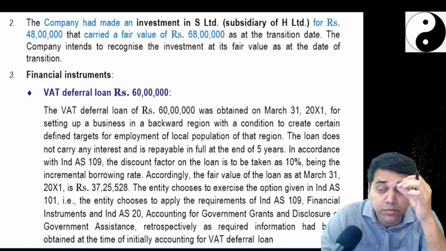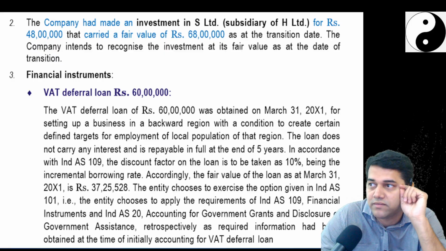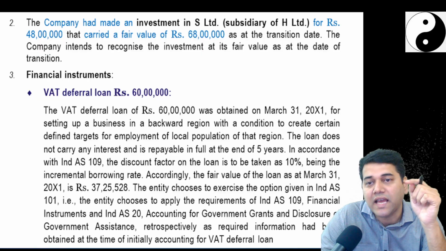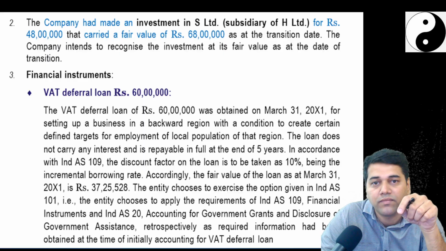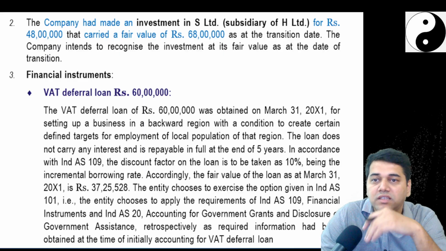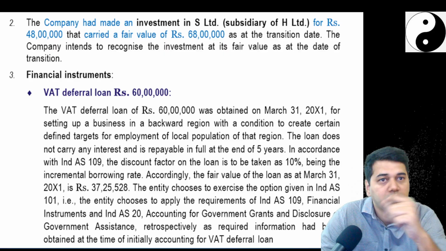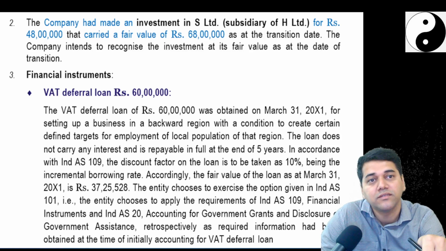Second, the company has made an investment in S, which is a subsidiary. Okay, now we understood who that S is. S is a subsidiary for 48 lakhs that carried a fair value of 68 lakhs at the transition date. The company intends to recognize the investment at its fair value on the date of transition. Can it do that? Yes, it can. Is it permitted under Ind AS?